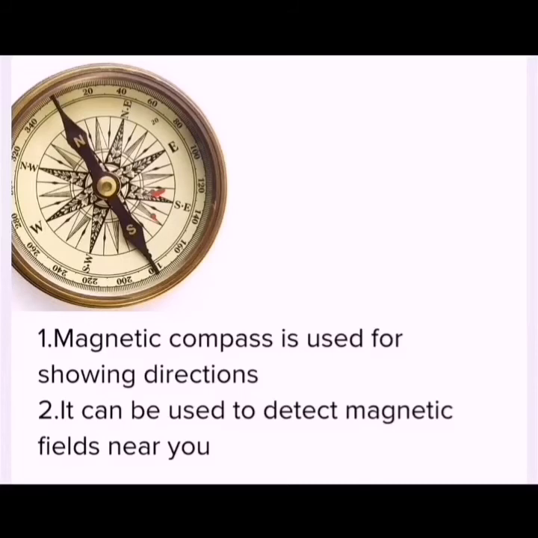We can use a magnetic compass to see the magnetic fields of earth. A magnetic compass is used for showing the directions. It can be used to detect the magnetic fields near you.